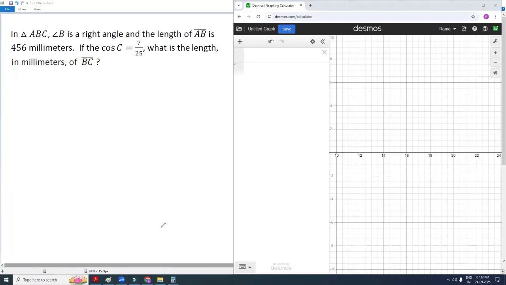Here we have a SAT math problem. Okay, let's go to the question. In triangle ABC, angle B is a right angle and the length of AB is 456 millimeters. If cosine C equals 7 over 25, what is the length in millimeters of the line segment BC?